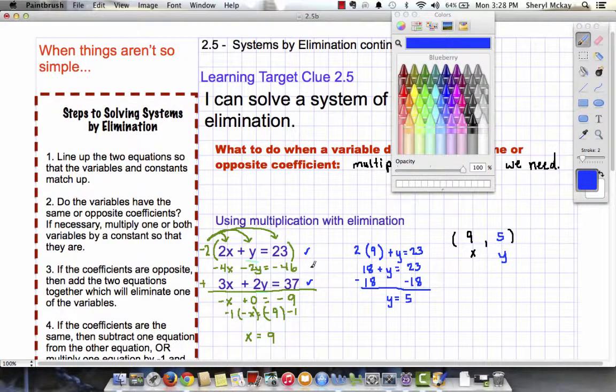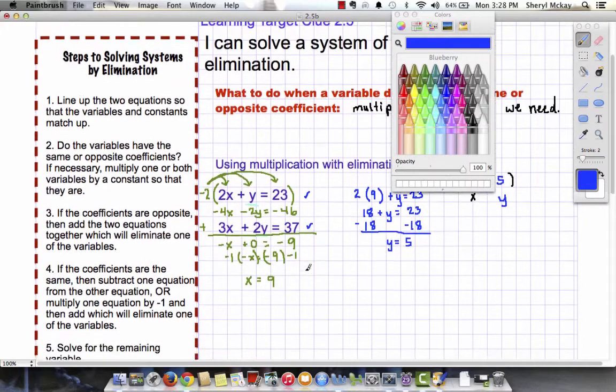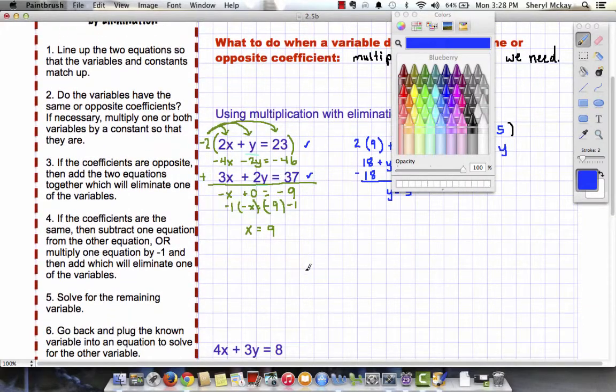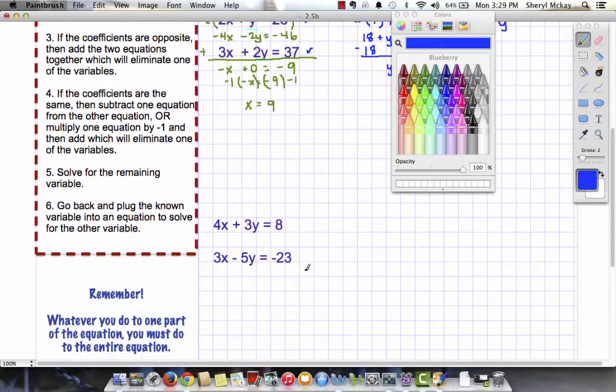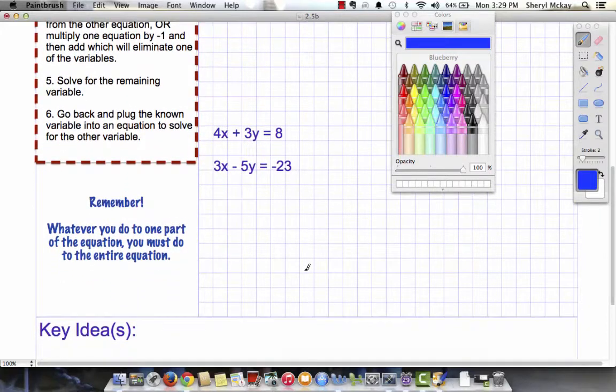So I've just solved this system of equations using elimination, and I just had to do one little thing to make sure that I could actually eliminate a variable, and that was I multiplied the top equation by a negative 2. Sometimes we can do it that way. Other times we have to do a little bit more work. So let's look at this one down here.